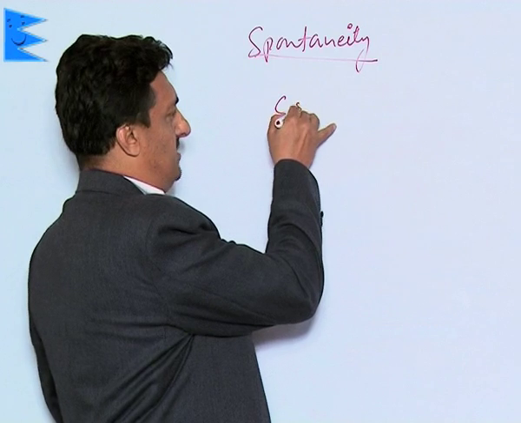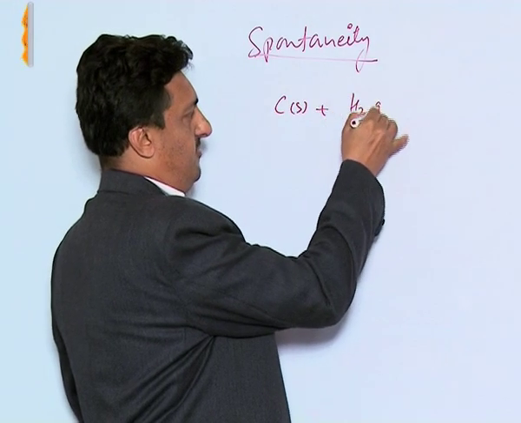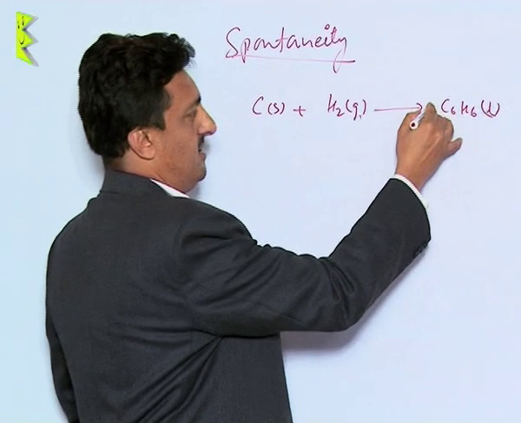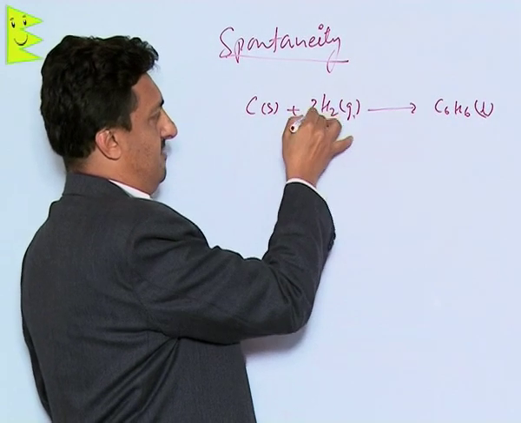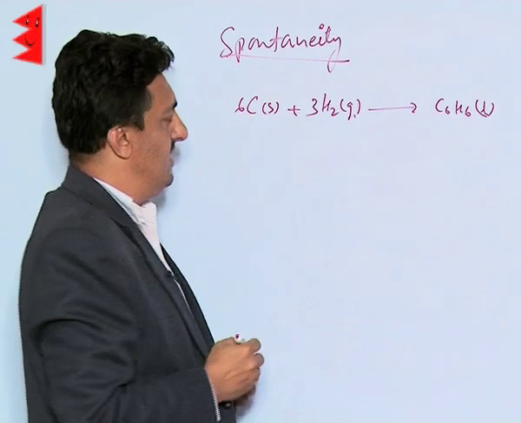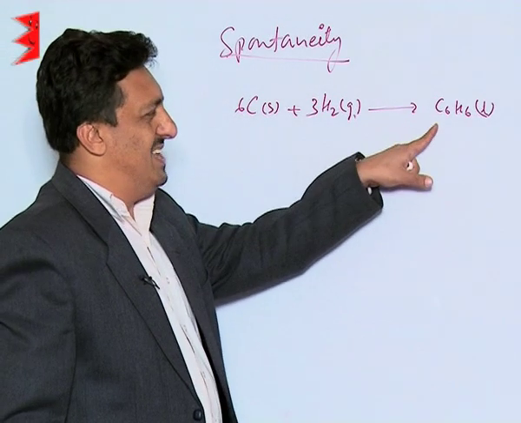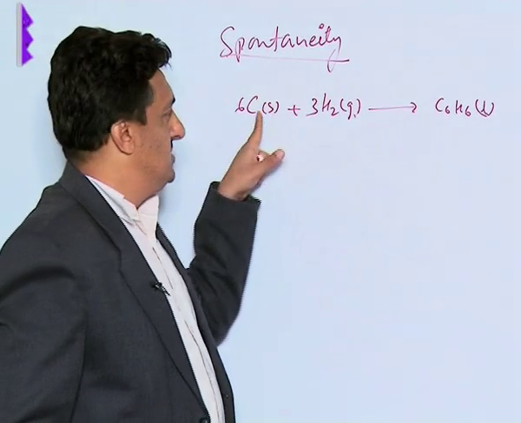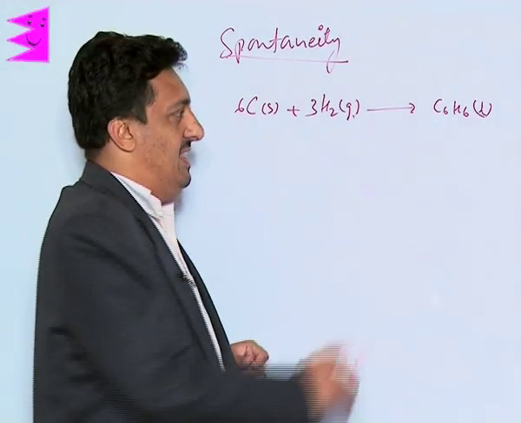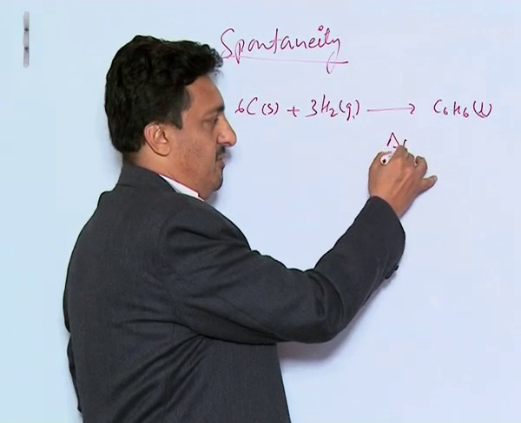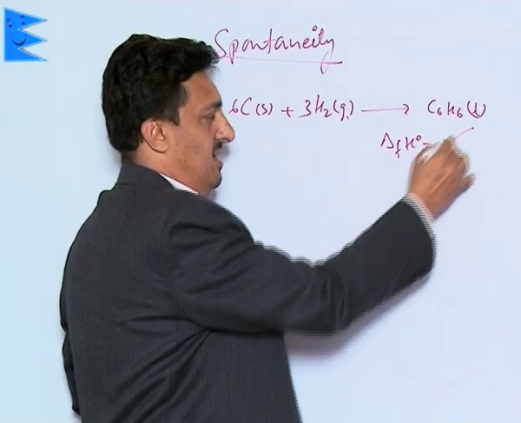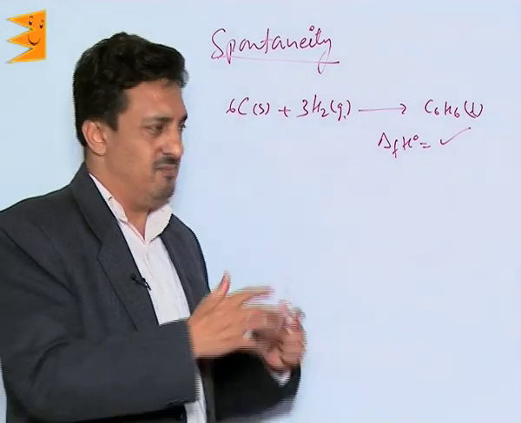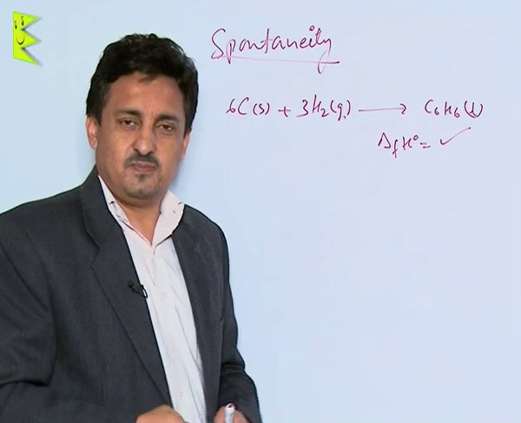Like we know that carbon solid plus hydrogen gas mix to give C6H6 liquid, and we can balance this by putting up 3 here and 6 here. See, this is a reaction that involves the formation of benzene from carbon solid and hydrogen gas. And yes, we can find out the enthalpy of formation of benzene from this data very easily, from either the bond dissociation data, bond enthalpies data, or from the enthalpies of formation data.